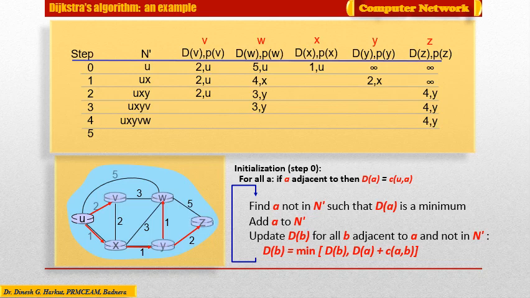Next, at the end of the iterations, the red lines indicate the shortest path for all the nodes from the source node U. From source node U to W, 2 is the shortest path. U to V, 2 is the shortest path. From node U to X, this is the shortest path. From U to Y, this is the shortest. From U to W, this is the shortest. From U to Z, this is the shortest path.